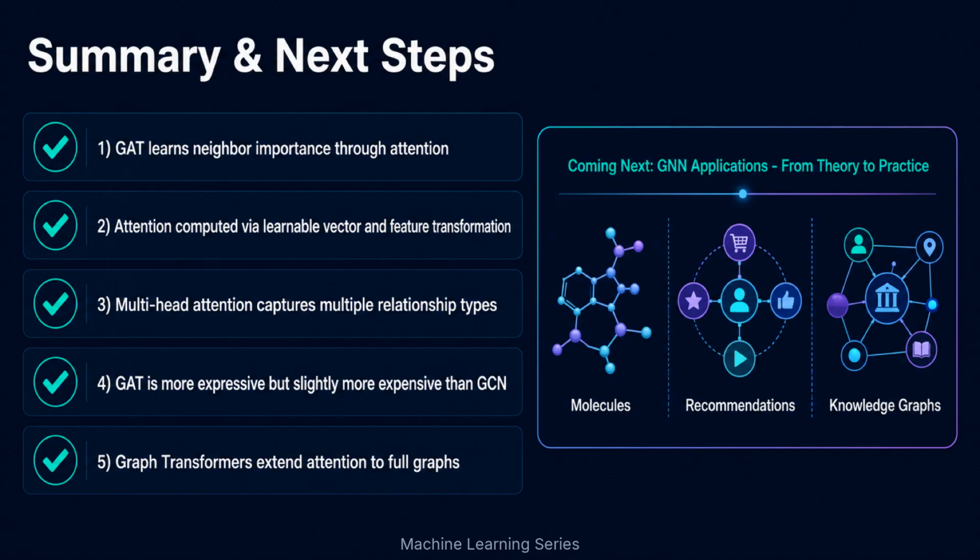In our final chapter, we'll bring everything together with real-world applications. Node classification for paper categorization, graph classification for molecular property prediction, link prediction for recommendation systems, and more. We'll see how the concepts from all chapters combine to solve practical problems.